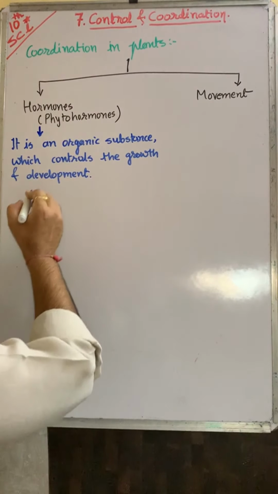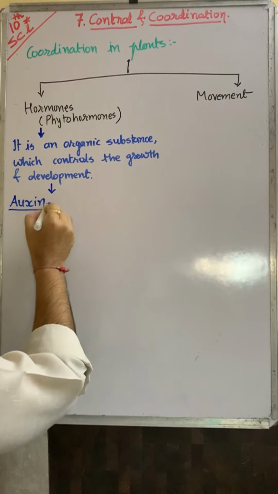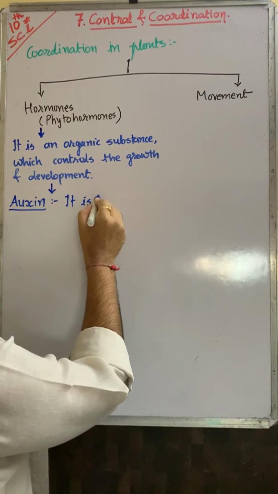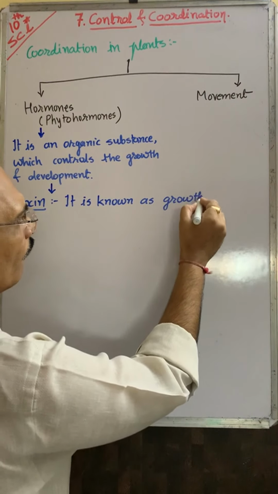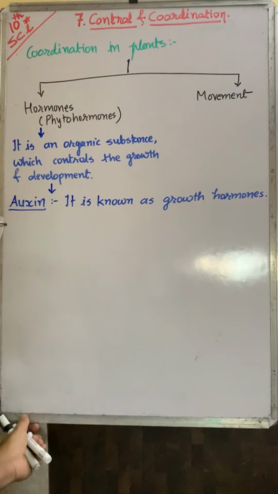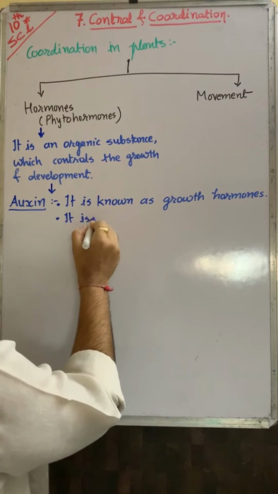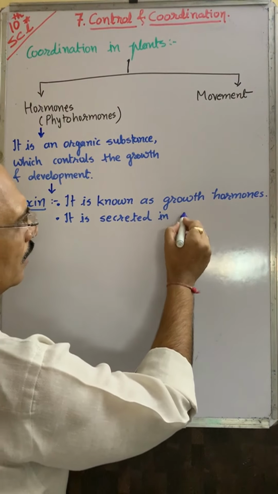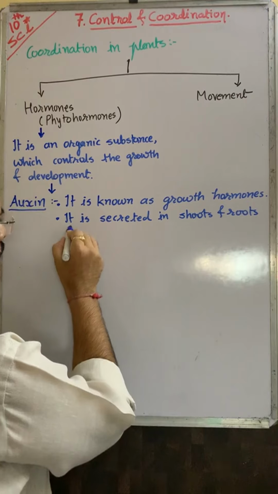The first hormone is Auxin. Auxin is known as growth hormone. It is secreted in shoots and roots of the plant.